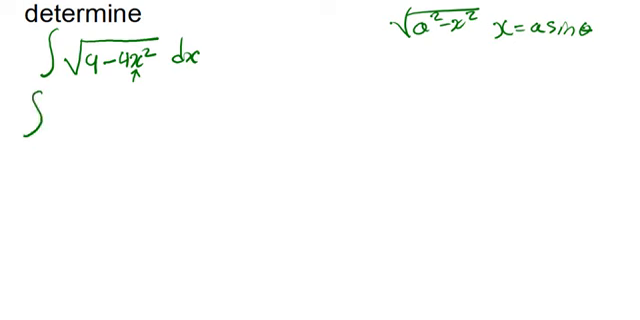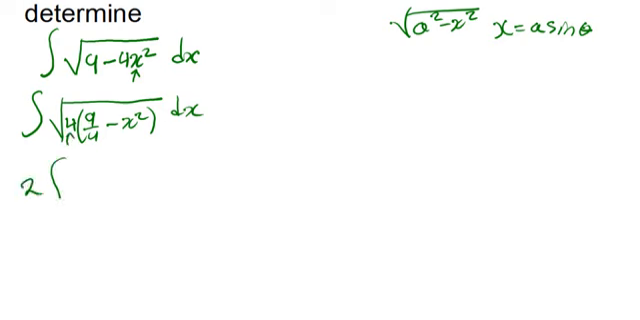So how do I do it? I'm going to factor out the 4. I'll have my 4 here, then 9 over 4 minus x squared, then the dx. The square root of 4 becomes a 2 outside, so what I'm remaining with is the square root of 9 over 4 minus x squared dx.